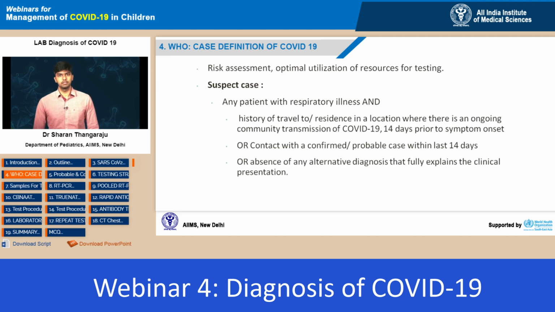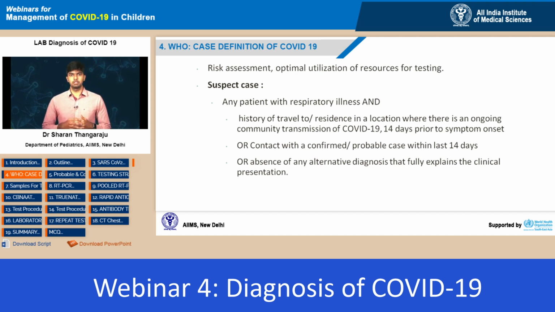WHO has listed case definitions for the purpose of risk stratification of individual patients and to help us in the optimal utilization of the limited testing resources that we have. A suspect case is defined as any person with fever and respiratory symptoms like cough, breathlessness, sore throat, etc., and a history of travel or residence in an area where there is ongoing transmission of COVID-19 14 days prior to the onset of symptoms. For example, if any person residing in or with a history of travel to a hotspot or a containment zone develops symptoms within 14 days of return, then he or she is a suspect case.